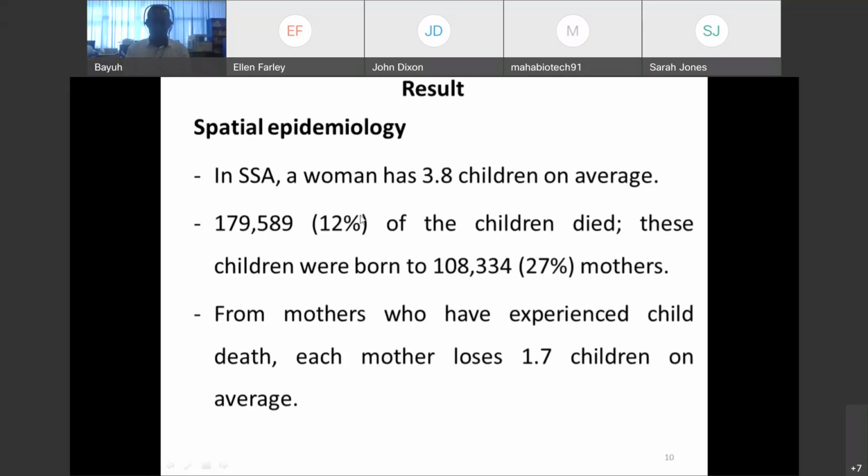Out of all children, about 1.5 million, 180,000 of them died, which accounts for 12% of children in Sub-Saharan Africa. Out of about 400 mothers, about 110 mothers suffered a child death, which accounts for 27% of mothers included in this analysis who live in Sub-Saharan Africa suffering at least one child death. Among mothers who have lost at least one child, on average 1.7 children were lost.